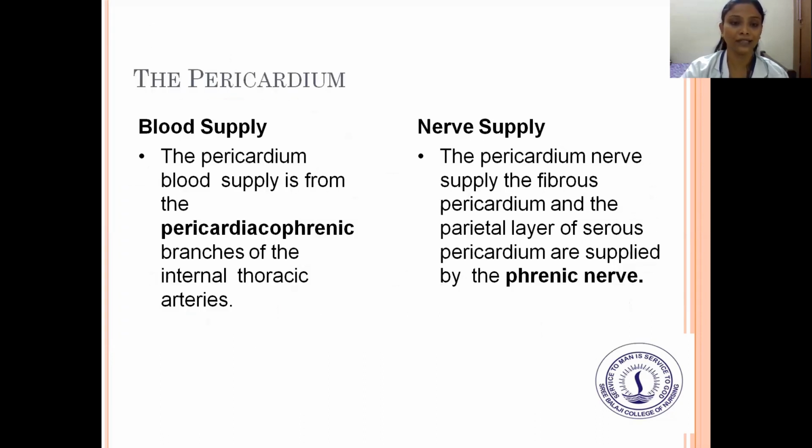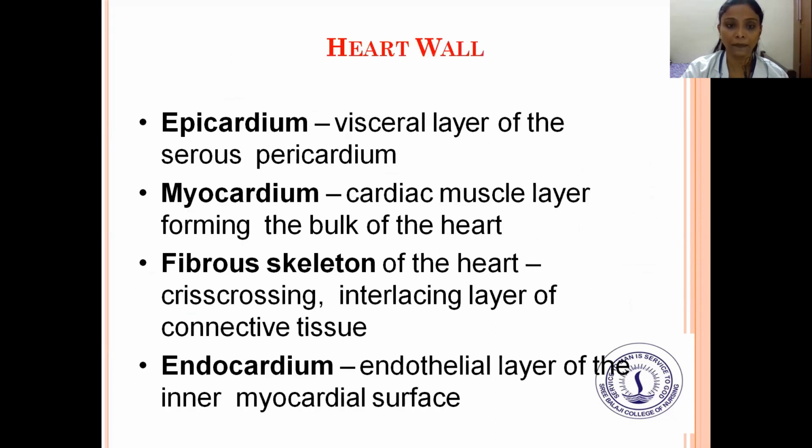What about the blood supply of the pericardium? The blood supply of the pericardium is from the pericardiophrenic branches of the internal thoracic arteries. The nerve supply: the fibrous pericardium and the parietal layer of the serous pericardium are supplied by the phrenic nerve. This is the blood supply and the nerve supply.